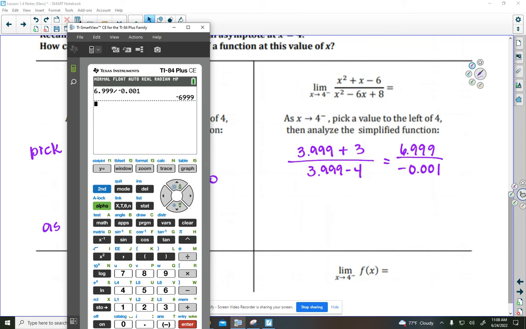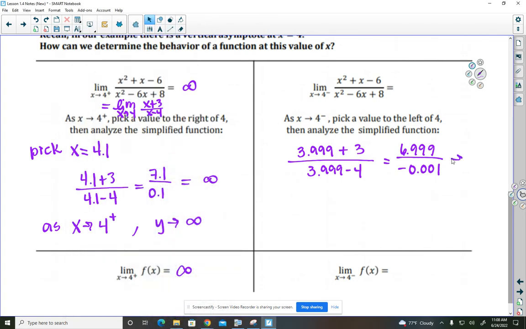And if I made that even closer to 4, if I said my x value was 3.9999, my numerator would be 6 and then 5 nines, and my denominator would be negative 0.0001. An even larger y value. So we can see that this is really going to go towards negative infinity. Again, we'll do more with direct substitution and more evaluating of left and right-hand limits analytically. Just a little touch on it now.